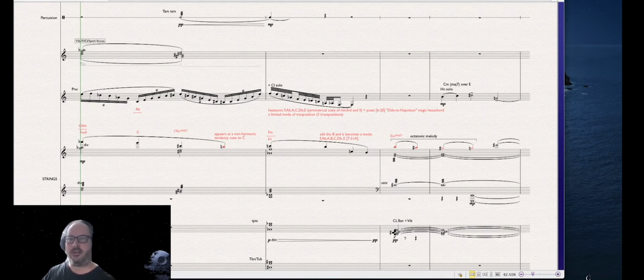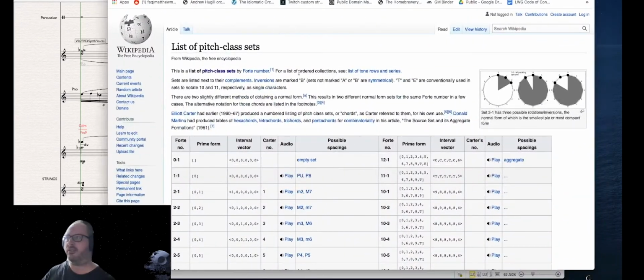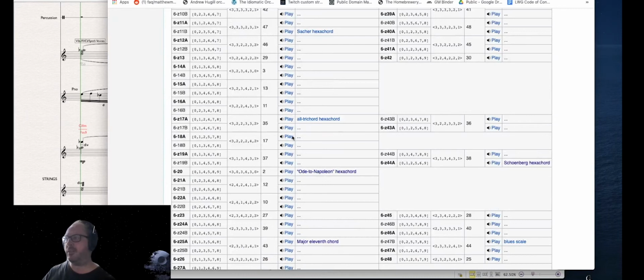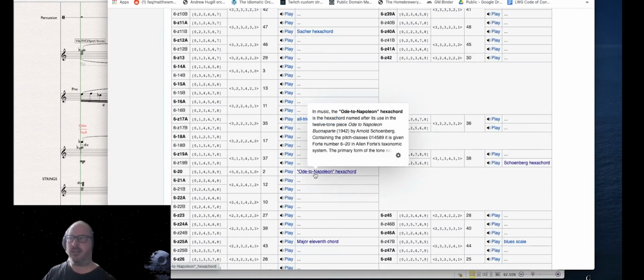Those numbers were enumerated or listed by Allen Forte. Some people call him Forte, which is quite interesting. But anyway, he came up with a list of these pitch classes. Even Wikipedia is a rather good place to have a look at these things. And we discovered that 6-20 is a special set called the Ode to Napoleon hexachord.